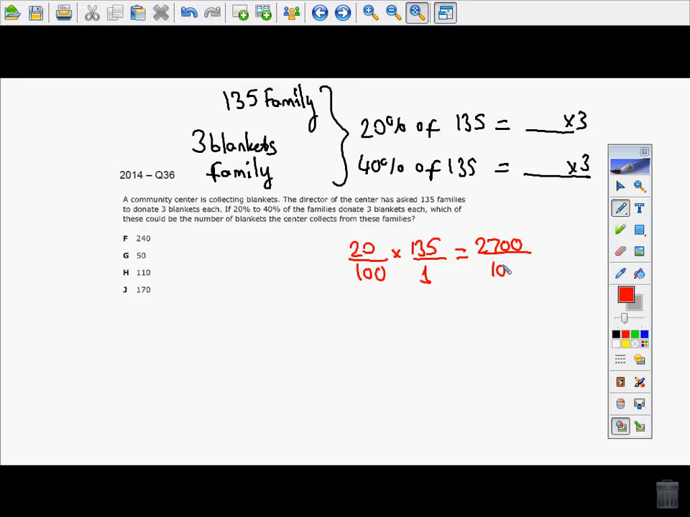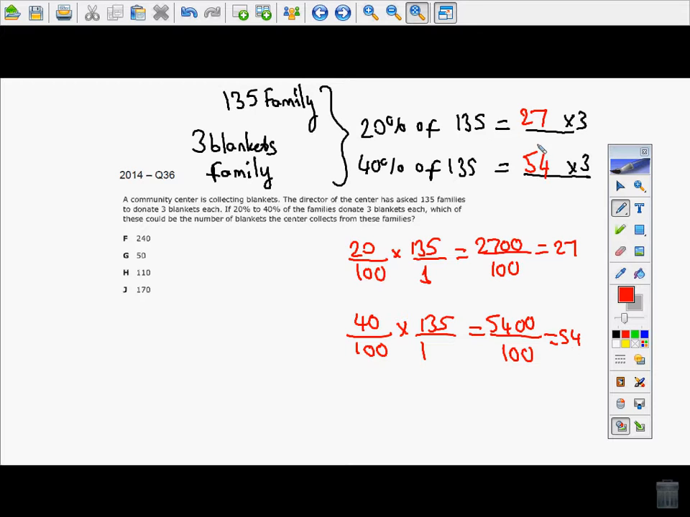2700 divided by 100 as 27. So I'm going to put 27 people. Or you can transform this one as a decimal, 0.2, and you have your answer as 27. So the second part, 40 over 100 times 135 over 1, same thing, 5400 over 100. So it's going to be 54. So these are the numbers of families that respond okay, they would like to donate 3 blankets.